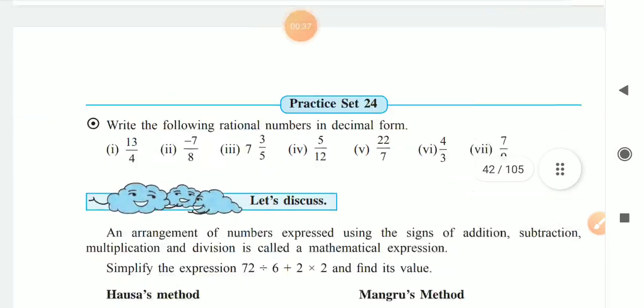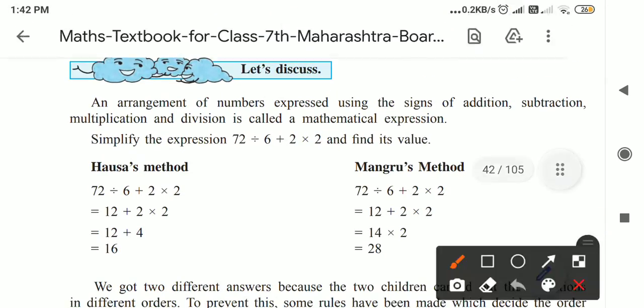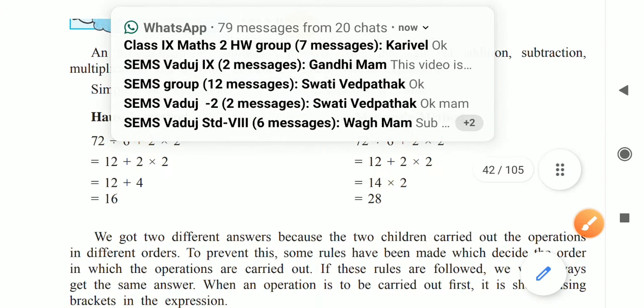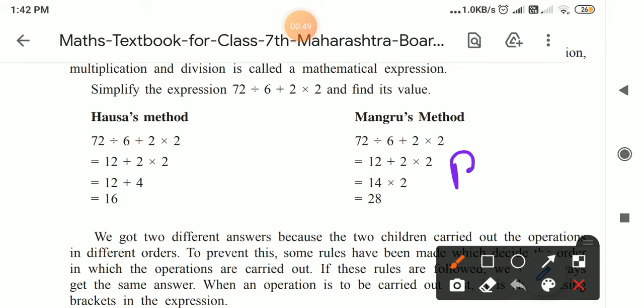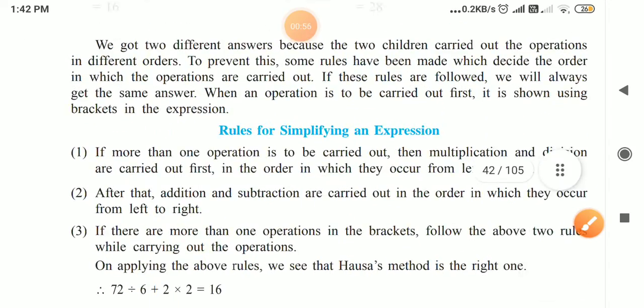And today, as an introductory part, I told you about the method of Hausa and Mangru, and which rule we have to follow, that is the BODMAS rule. This is the rule that we are going to see here.